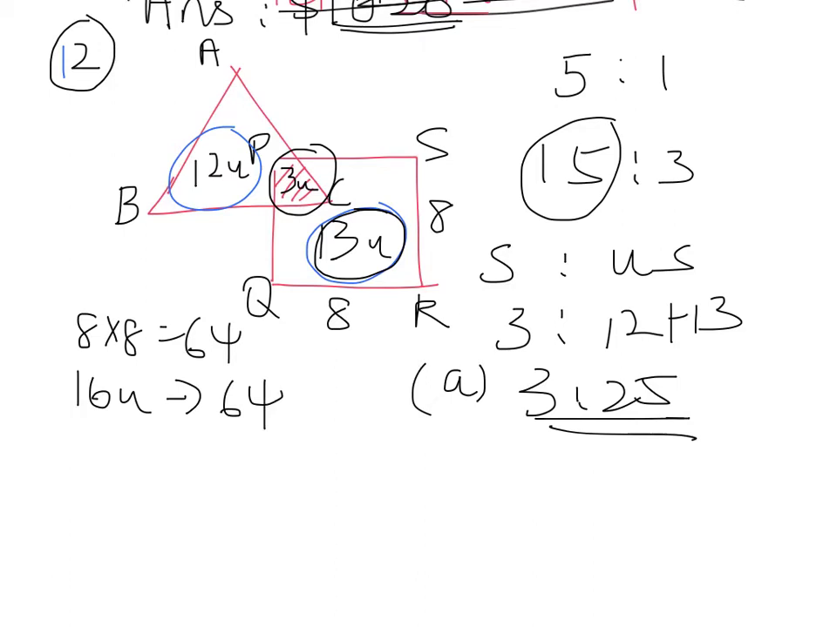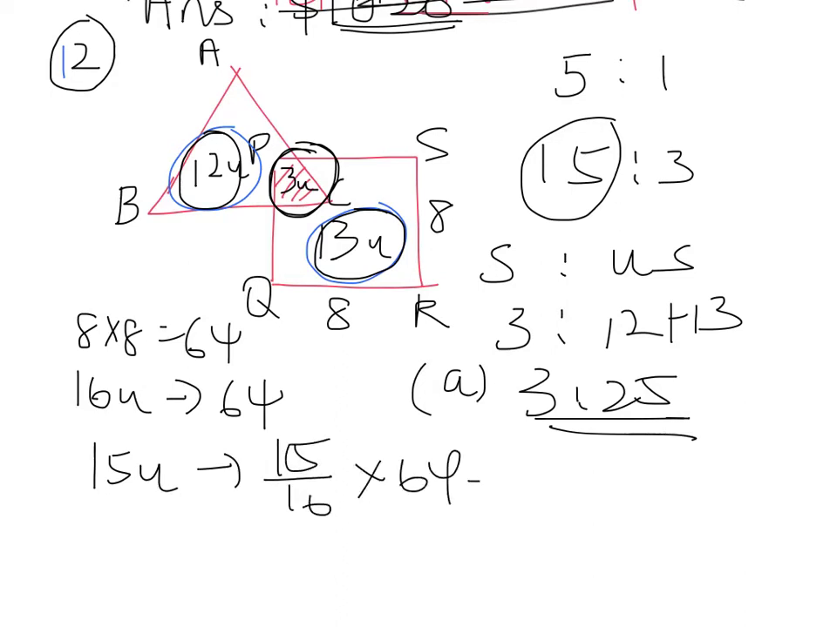Okay, we have to find the area of the triangle. Triangle is 12 units plus 3 units, which is 15 units. We will have 15 over 16 times 64, answer 60. So the final answer for B, area of triangle ABC is 60 centimeters square. Please do not forget your SI unit.